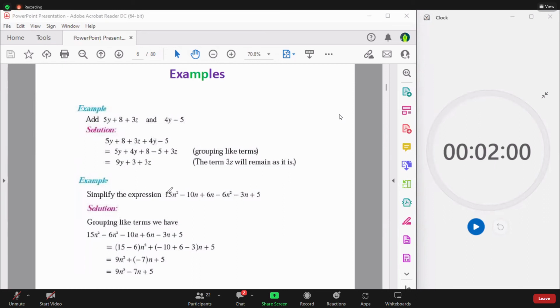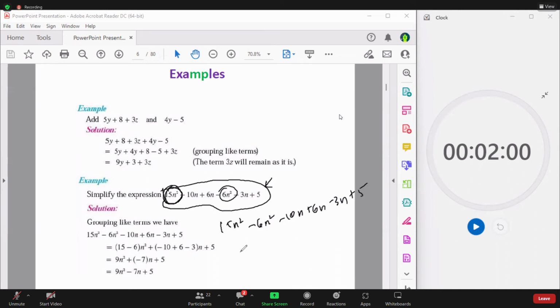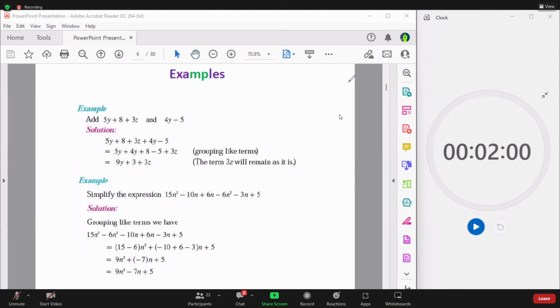Now, if we are simplifying this particular expression, then there is this term and this term which are like terms. So this 15n square and minus 6n square will be put together. Then minus 10n plus 6n minus 3n would be together. Now for the constant, there is no other constant other than 5. So 5 will be written separately. So this becomes 9n square minus 7n plus 5. This would be the answer.